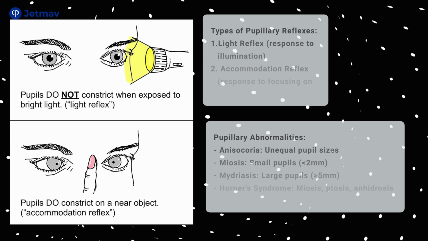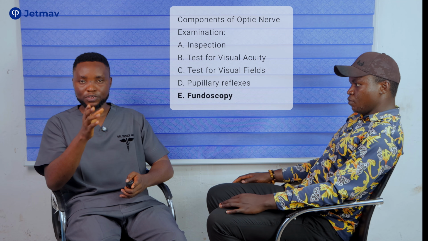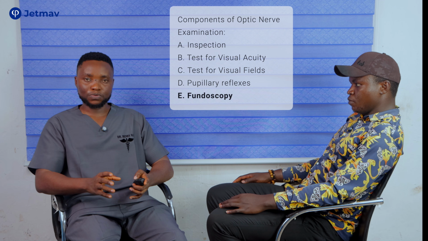Then, when you are done testing all the reflexes, the final one is fundoscopy. That is if time permits, but in most OSCE scenarios, you will not need to perform a fundoscopy in the optic nerve station. Now, it's always good to mention that you would like to perform a fundoscopy, so the examiner will take note that you know that fundoscopy should be part of the optic nerve examination. Now, we're going to go ahead and demonstrate all these tests.